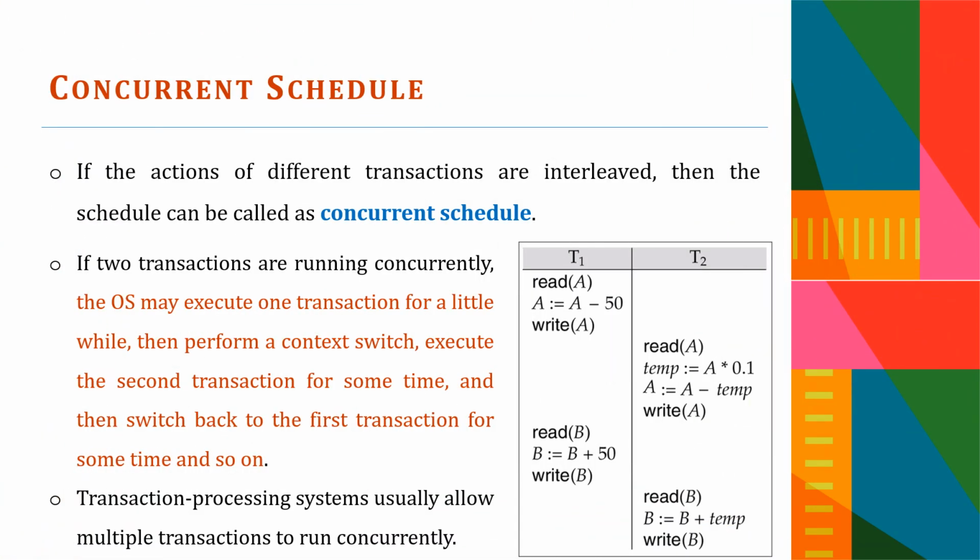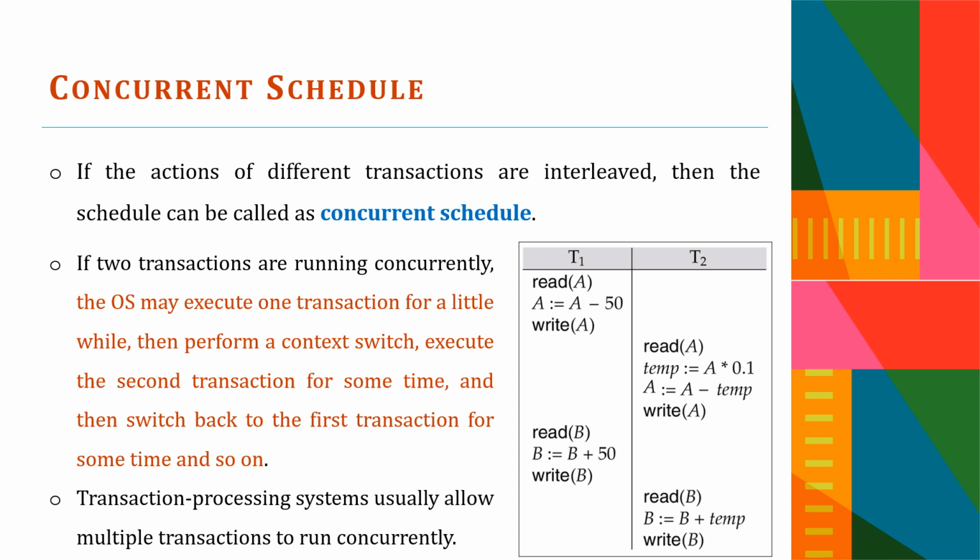If the actions of different transactions are interleaved, then the schedule can be called a concurrent schedule. If two transactions are running concurrently, the operating system may execute one transaction for a little while, then perform a context switch, execute the second transaction for some time, and then switch back to the first transaction for some time, and so on. That means the transactions are executed in an interleaved fashion. They are not executed in a single stretch. Such a schedule can be called a concurrent schedule.